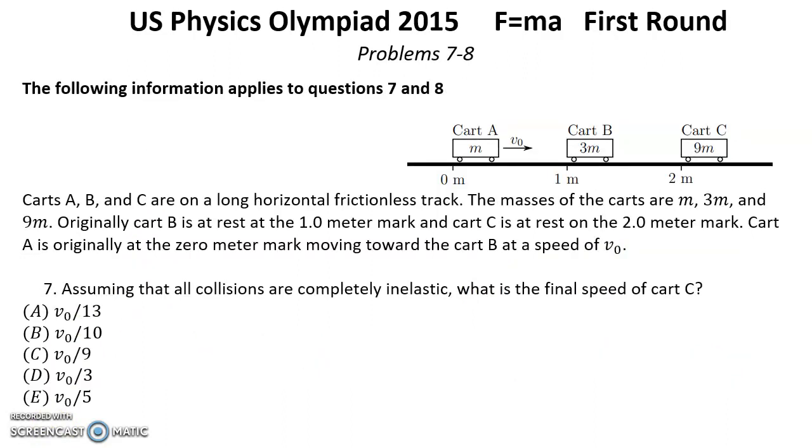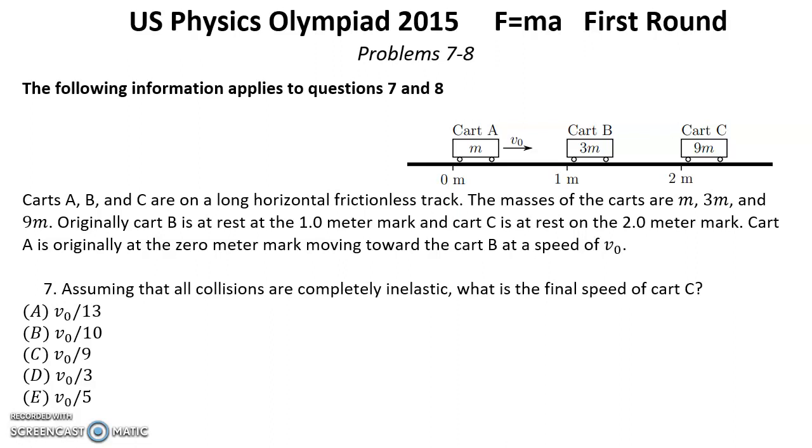Problems 7 and 8. The following information applies to questions 7 and 8. Carts A, B, and C are on a long horizontal frictionless track. The masses of the carts are m, 3m, and 9m. Originally, cart B is at rest at the 1 meter mark, and cart C is at rest at the 2 meters mark. Cart A is originally at the 0 meter mark, moving toward cart B at a speed of v0.